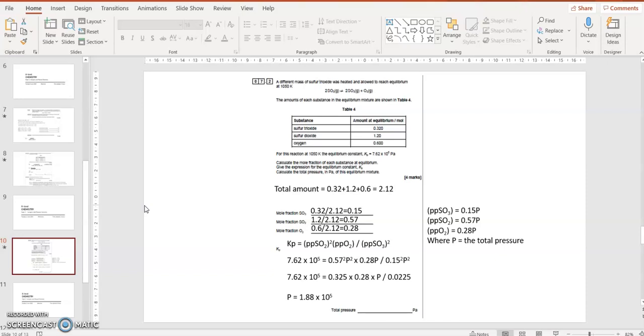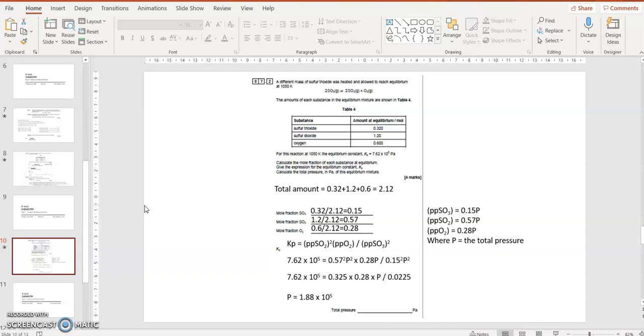0.57 squared is 0.325, times 0.28 P, divided by 0.15 squared, which is 0.0225, and I've cancelled P squared top and bottom. That works out then, when I rearrange, P is 1.88 times 10 to the power of 5.